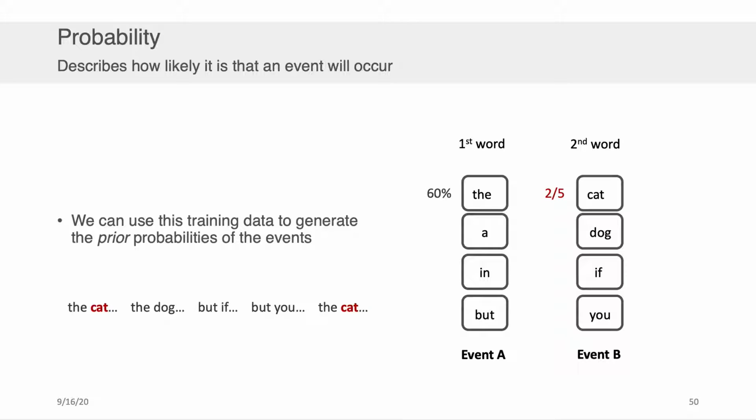Now, similarly, I could do this for the second words. I could come and say, out of these 5 sentences, I look at the second words in each of those sentences. How many times does cat show up? And cat shows up 2 out of 5 times, or 40%. Now I could repeat this process using the training data and come up with, for event A, which is the first word, and event B, which is the second word, something that describes the probability of each term in the vocabulary being generated.